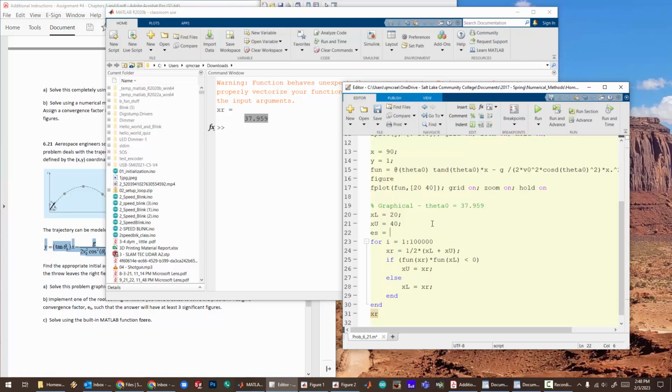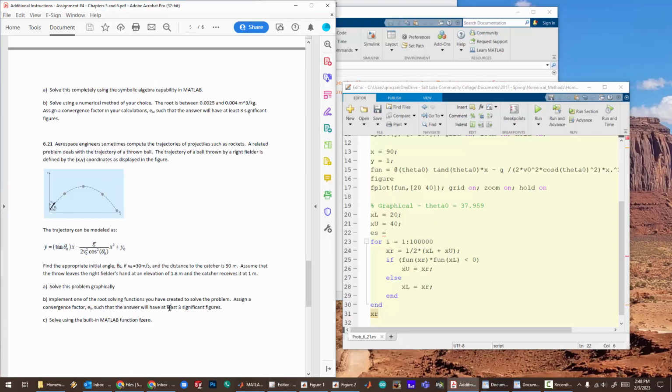Let's say ES is equal to, and I think it's given here, right? So we need to have at least 3 sig figs. So I'm going to say sig fig is equal to 3. Therefore ES is equal to 0.5 times 10 to the minus sig fig, right? I'm going to set EA is equal to 999. That's my little flag to keep it from stopping. Because then, let's rewrite this. I'm going to say while the absolute value of EA is greater than ES. So as long as my error is big, go through and calculate this, right? And so the rest of it should be good to go.